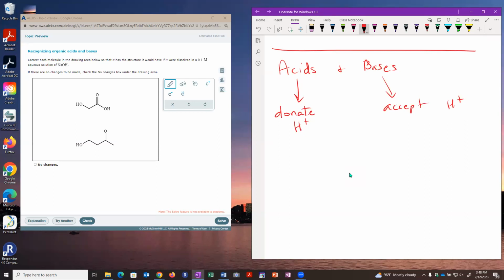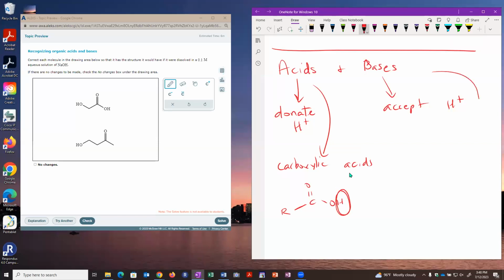In organic chemistry, our acids are usually things like carboxylic acids, which have the carboxylic acid functional group that looks like this, right? And this fourth bond here is to the rest of the molecule, which we designate with R. This is the proton, or the H plus, that can be lost.